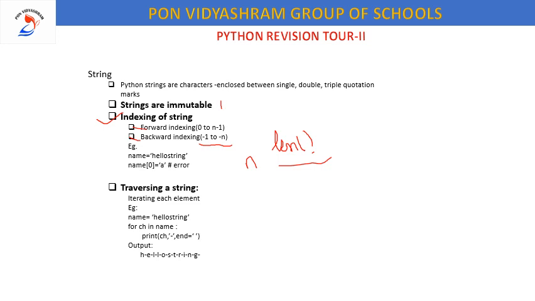Backward indexing ranges from -1 to -n here. It is going to be called backward indexing. An example is being given here.